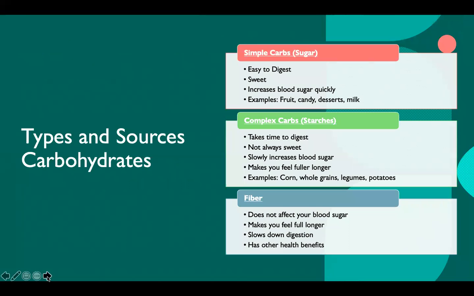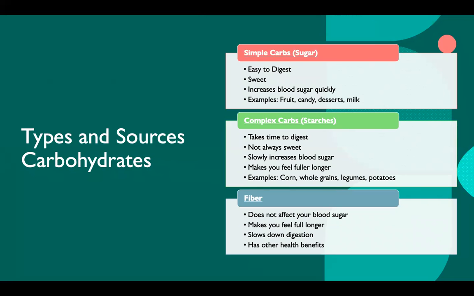So, what are the sources of carbohydrates? Well, there are simple carbs, which is known as sugar, and these are easily digested. They are usually very sweet, and they will increase your blood sugar very quickly because they are so easily digested that they can go right into your bloodstream. Examples are fruit, candy, desserts, and milk.